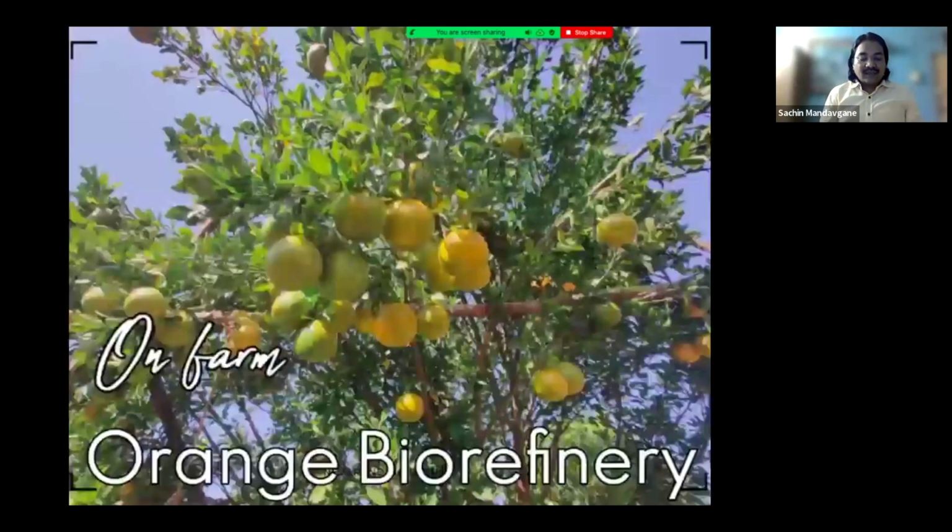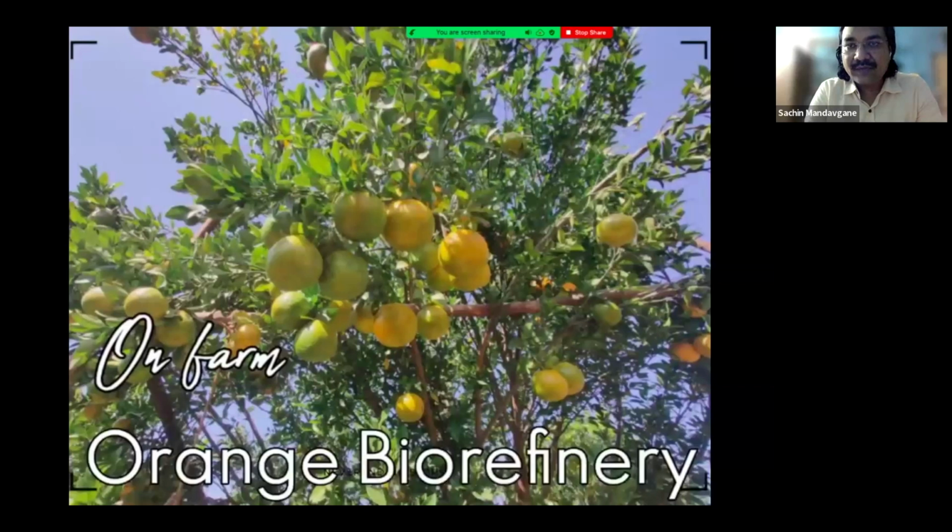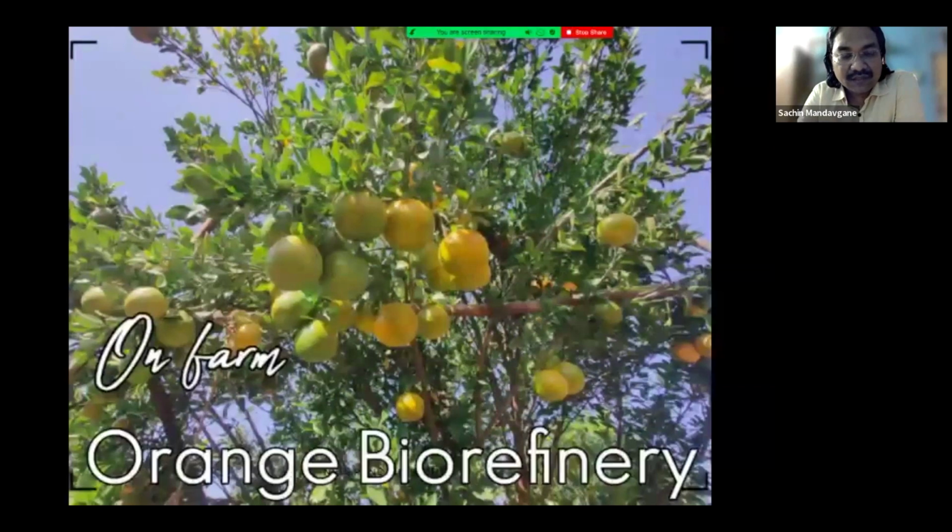Now, another case. The first case is about the waste which is coming from the industry. This is on farm. The place from where I'm talking, Nagpur, is known for oranges. Nagpur oranges have GI tag, geographical indicator. They are unique because of the geography, this location. The uniqueness lies in its flavor.